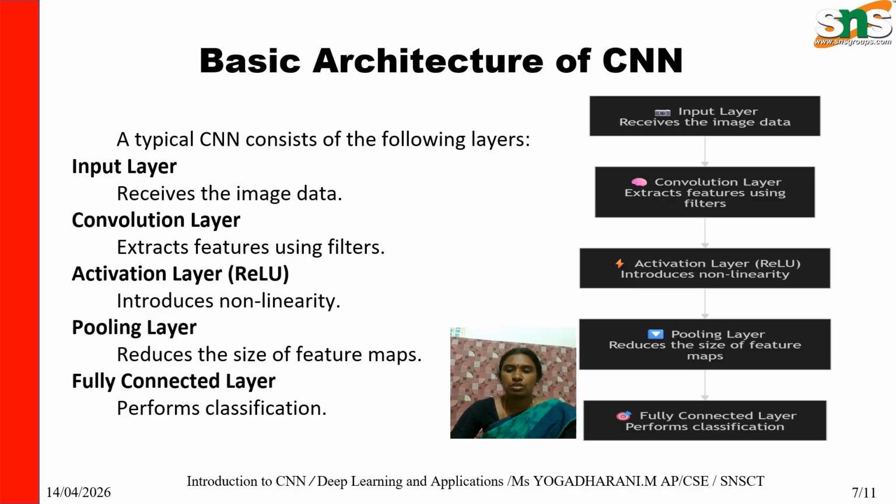This is the basic architecture of a convolutional neural network, and it consists of an input layer, convolution layer, activation layer, pooling layer, and fully connected layer. The input layer receives the image as input data. The convolution layer extracts the features using filters or kernels. The activation layer, with functions like ReLU and sigmoid, introduces non-linearity. The pooling layer reduces the size of the feature maps, and the fully connected layer performs the classification and finally gives the output.